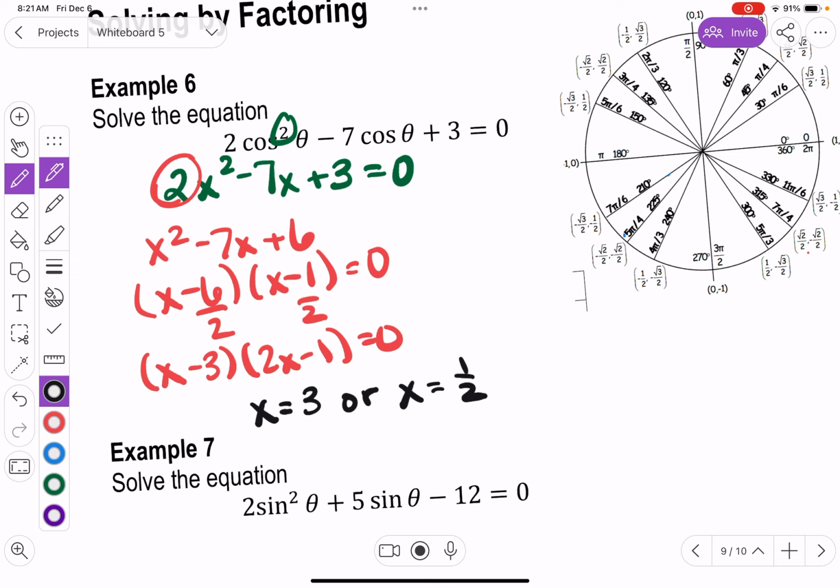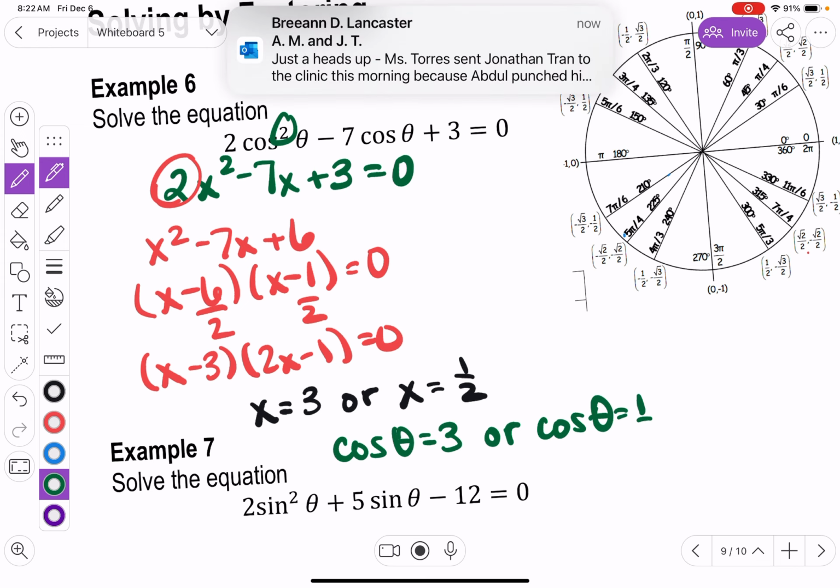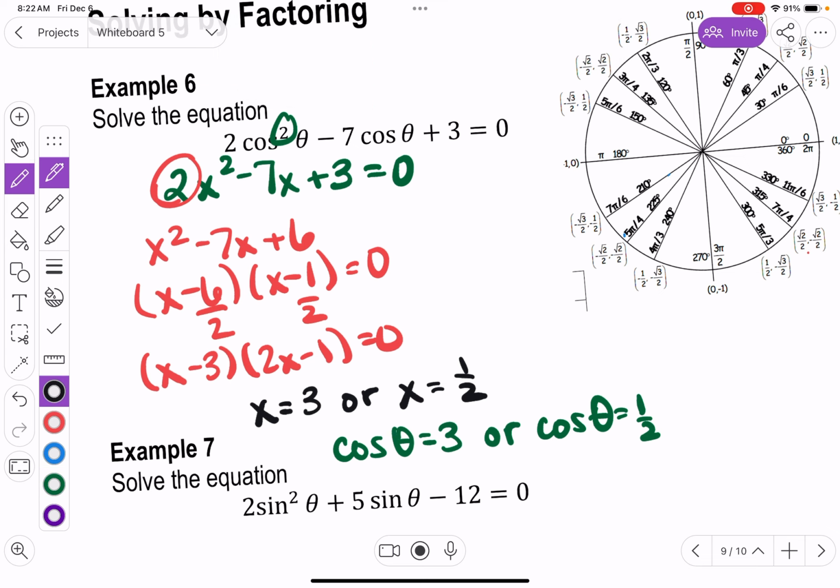Now, here's a problem. Certain solutions, when you factor, may or may not be on the circle. And remember, we're talking about x. So we go back and replace x with its values. I'm talking cosine of, in this particular case, theta equals 3, or the cosine of theta equals 1/2. Well, the problem with that is this value right here never occurs on the circle. That problem never occurs on my circle.